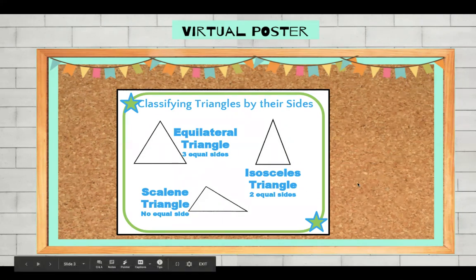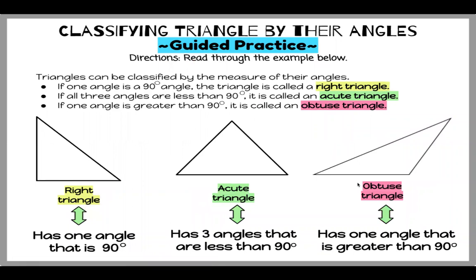Okay. We also have triangles based off of their angles. We classify them based off of their angles. So right here we have this triangle on the left. It's kind of funny. It's the left triangle and it's called the right triangle. This triangle is a right triangle because it has one angle right here that is 90 degrees. So we call it a right triangle. It has a right angle.